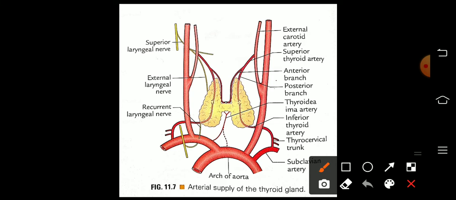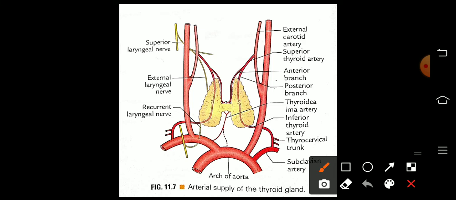So we are going to study the course of the superior thyroid artery. It is a branch from the external carotid artery, and it runs downwards nearly to the apex of the thyroid lobe. It divides into two branches, that is the anterior and posterior branches. So the anterior branch, you can see the anterior branch very clearly.